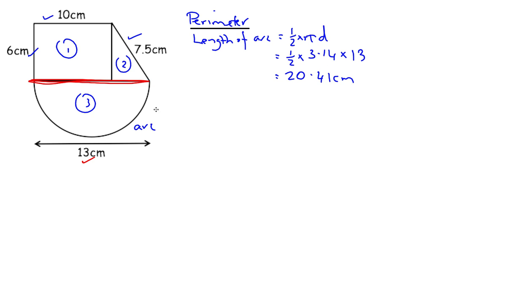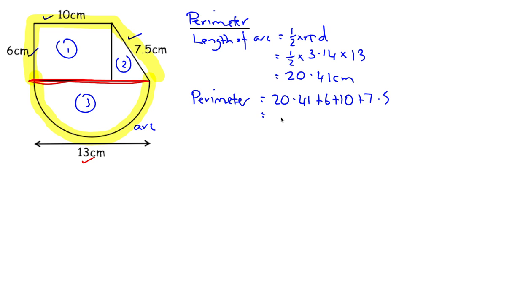So what have I got? I've nearly got the perimeter because I've got 4 lines to make up the perimeter. I've got the 20.41, which is the curved part. So that's me got part of the perimeter. Okay, I've then got 6 and 10 and 7.5. So I can go plus 6 plus 10 plus 7.5.